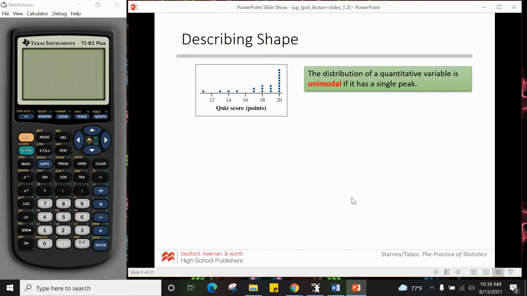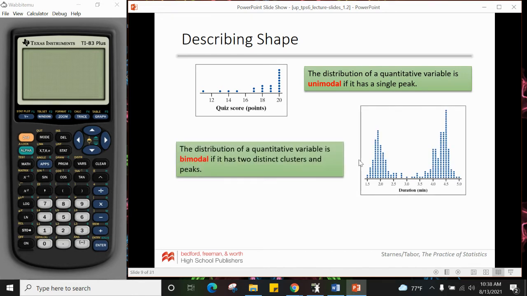Another word we use is, so not just direction, that was part of the shape, was the direction: symmetric, left skewed or right skewed. Then we have unimodal, which just means it has a single peak. So there's a big cluster here. So it's a unimodal graph.